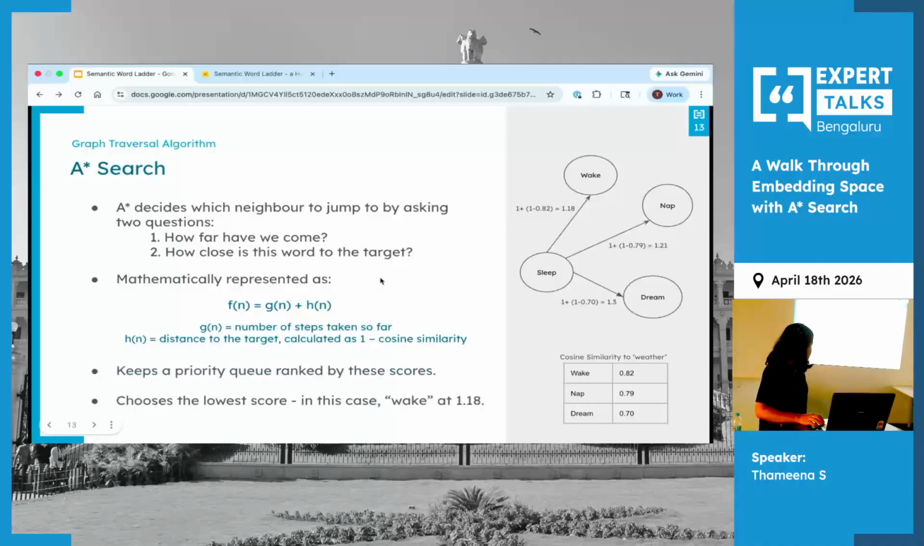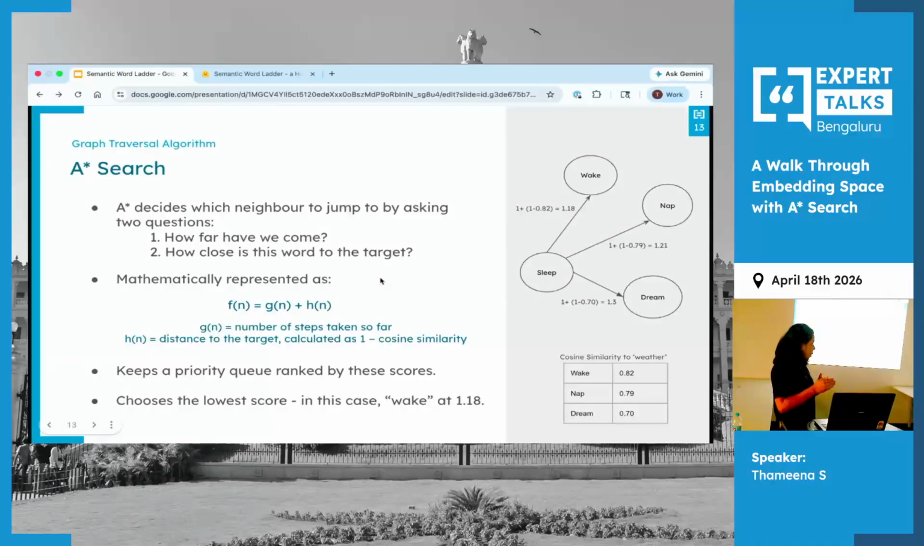And how A-star search works is, it keeps a priority queue and picks the one with the lowest f(n) score. So at every point, it looks at all its neighbors, calculates the f(n) score, adds them to the queue, picks the one with the lowest f(n), traverses that node, again takes the neighbors of that particular node, and it keeps adding to the priority queue.